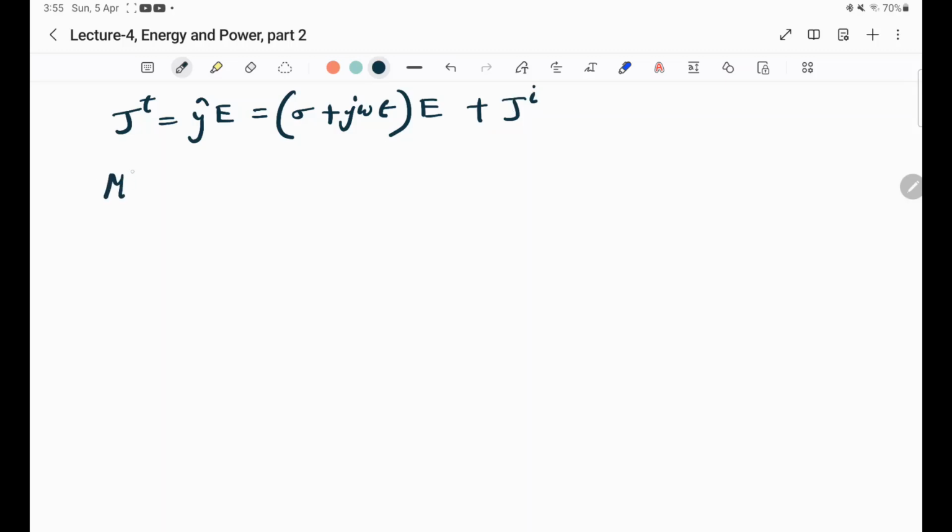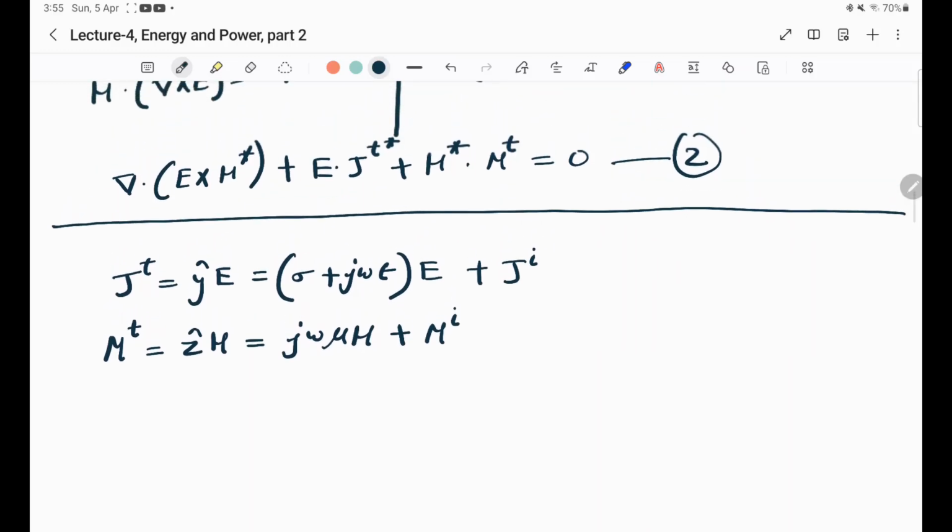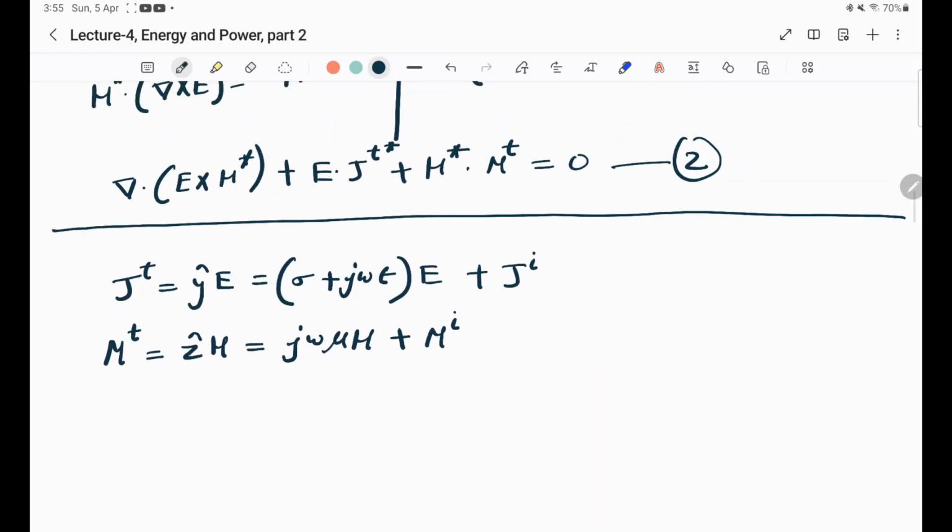Similarly, M total is equal to Z times H, which is equal to j omega mu H. Again, I am including the source term, which is Mi. Now if you see here, we need J total conjugate to multiply it with E. Similarly, we need to multiply M total with H conjugate. So that is what we are going to do.